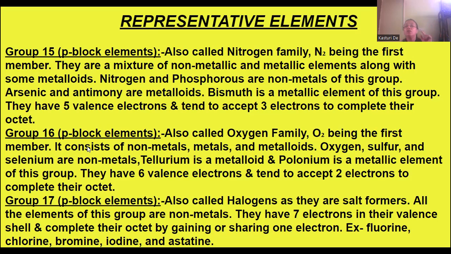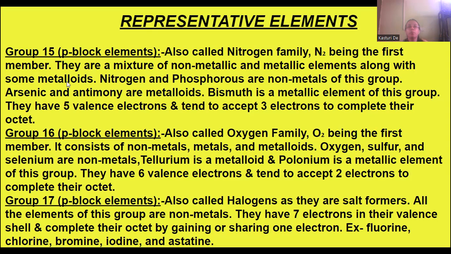That is fluorine, chlorine, bromine, iodine, astatine. All of those are non-metals. No metals, no metalloids. Clear? So group number 17, all are non-metals. Why are they known as halogens? Because they form salt. And they have 7 electrons in their valence shell and they tend to accept only 1 electron to form their octet. Clear?